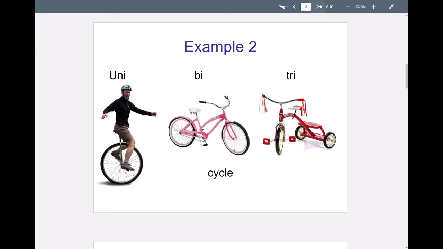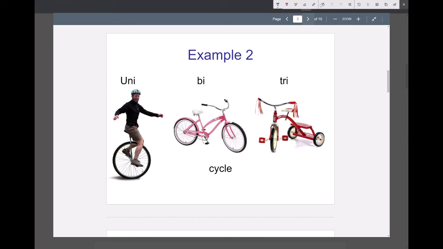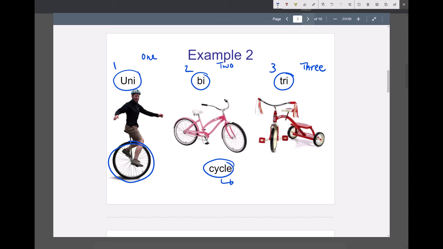Here we have 3 words that you can use. There's uni, bi, and tri. And you can guess what these mean, or you already know. Uni means 1, bi means 2, and tri means 3. Cycle here refers to the wheels. Circles. Wheels are circles. Circle, wheel. So a unicycle has 1 wheel.